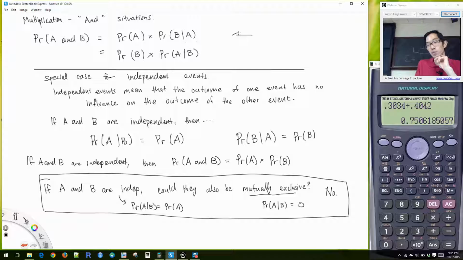This always works. And I'm just applying our special case of independence, where the probability of B given A is now replaced by just the probability of B. And so probability of A and B simplifies to this. Is that good? Okay, so again, you'll have examples in the homework going over this in the text.